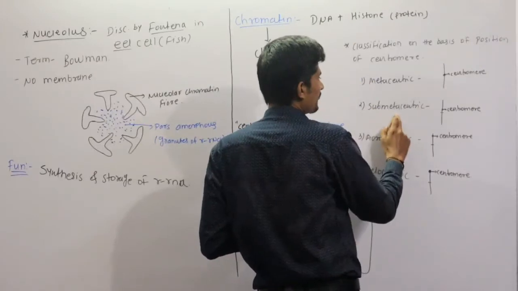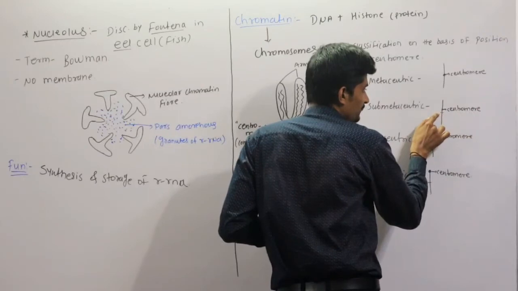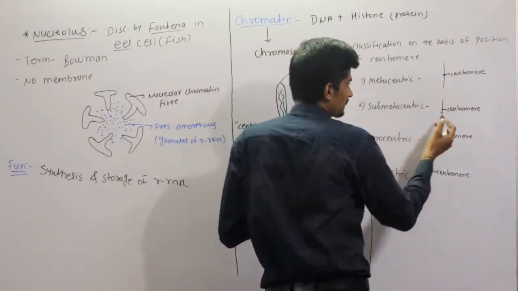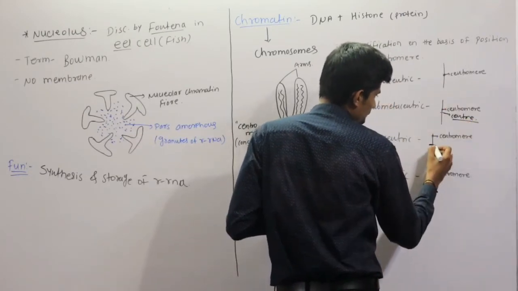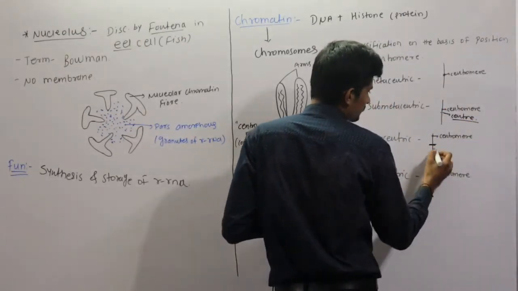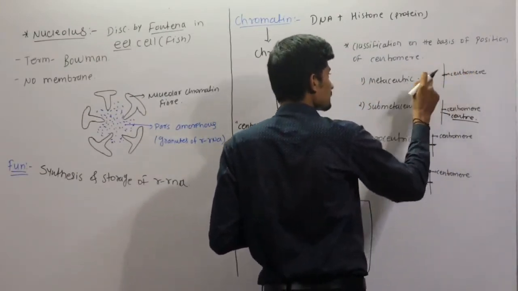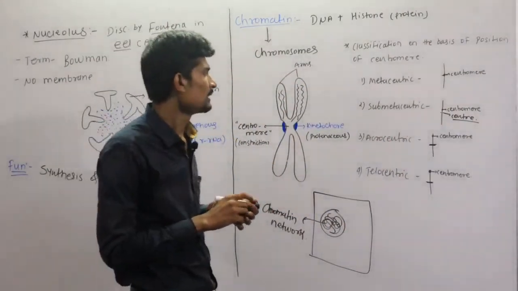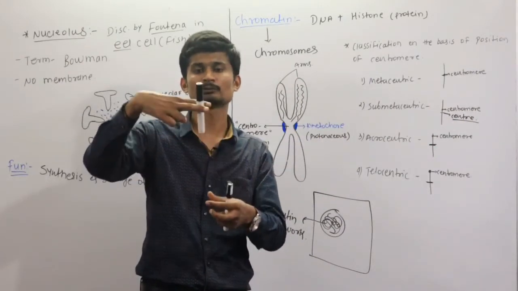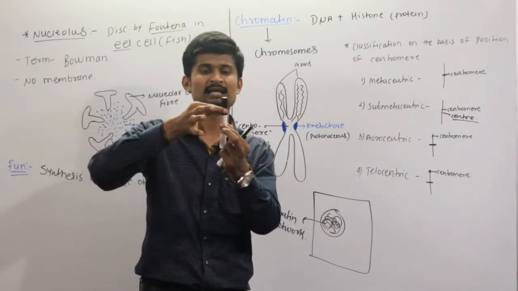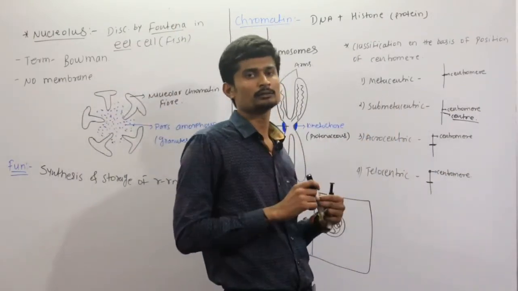Second type, submetacentric. Now submetacentric means when the centromere is present just away from the center. This is the center. This line denotes the center. And here the centromere is present at the center, which is called a metacentric chromosome. If the centromere is present just away from the center of the chromosome, that chromosome is called a submetacentric chromosome.